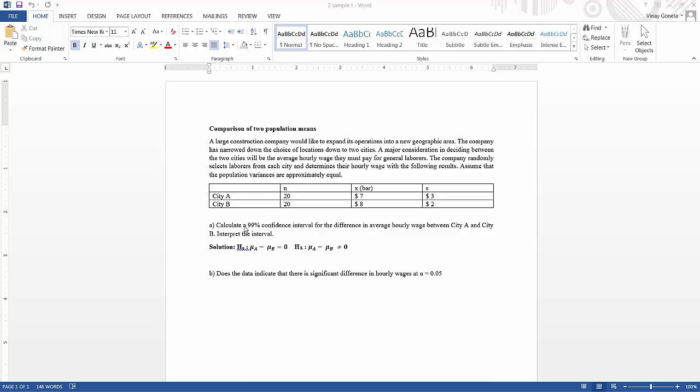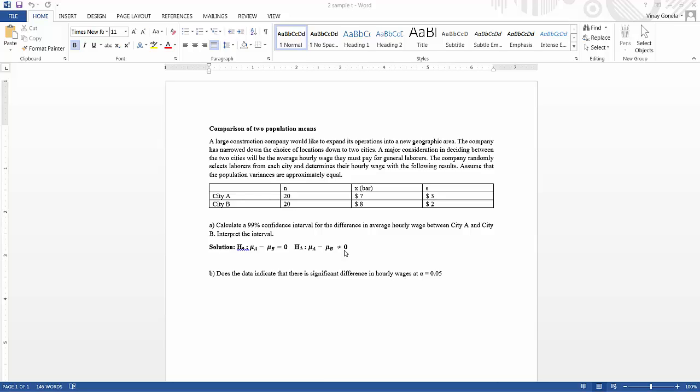So the first question is, calculate a 99% confidence interval for the difference in average hourly wage between city A and city B. Interpret the interval. In such problems, the first step is to write our hypothesis. Our H null would be mu A minus mu B equal to 0. This means there is no difference between wages for city A and city B. And the alternative would be mu A minus mu B not equal to 0. That means there is a difference in wages between city A and city B.